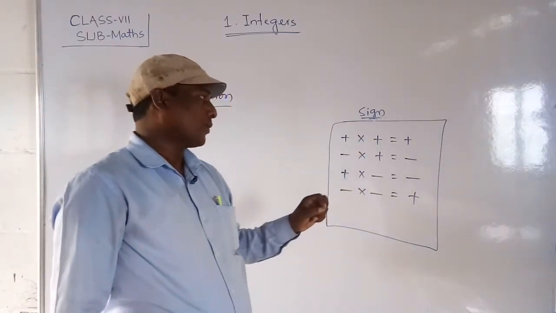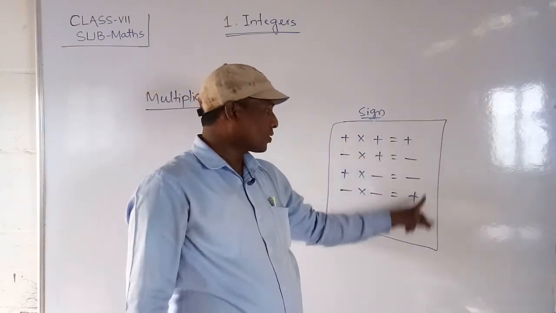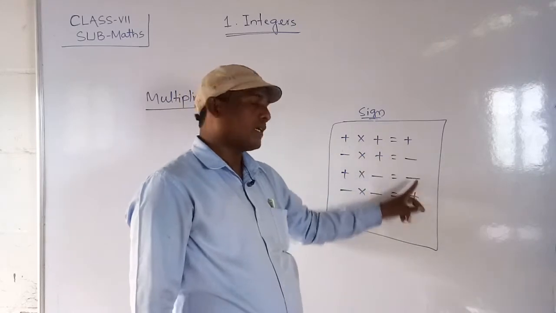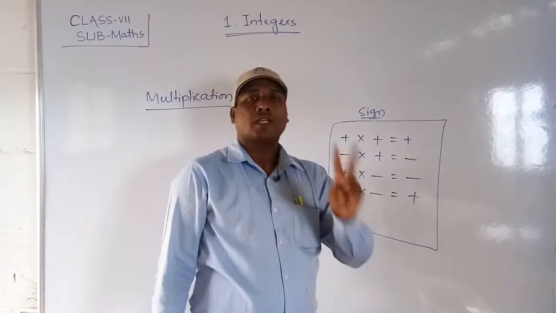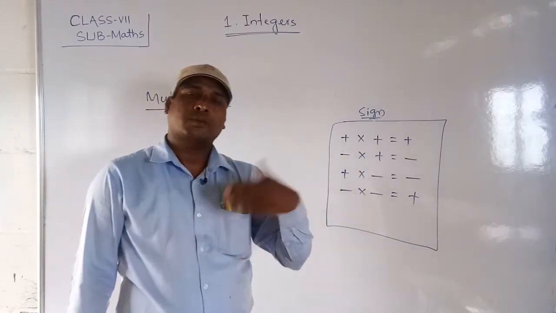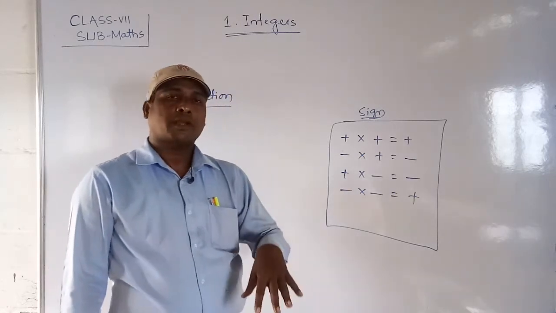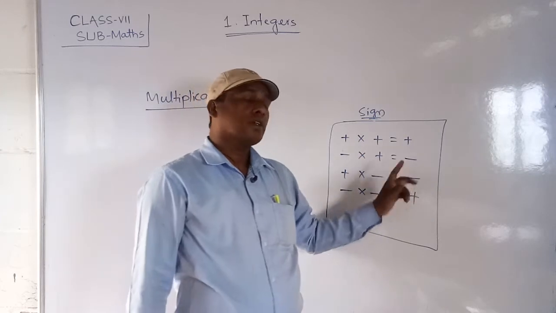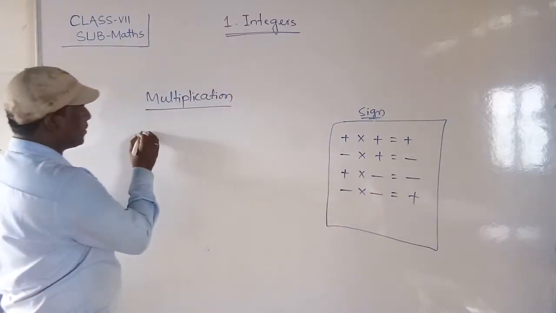One technique you should remember. If the same sign, then plus. Remember, same sign multiplying same sign gives plus. If alternative sign, then minus. Just remember only one thing. If it is the same sign, then multiplying gives plus. If you multiply alternative, opposite signs, then the result is negative. So we can take one example, friends.